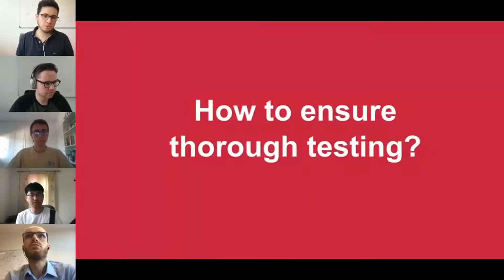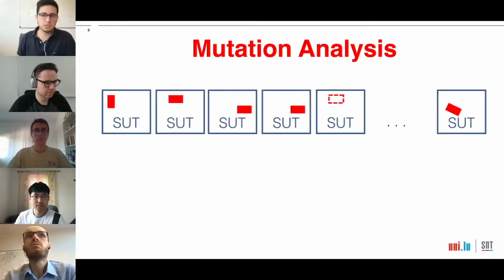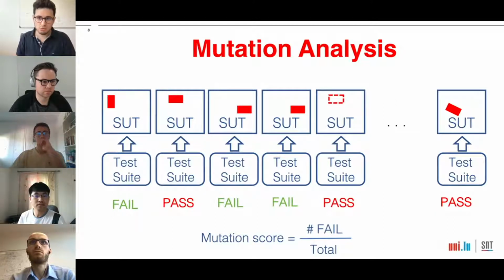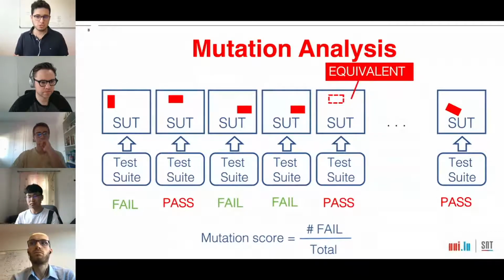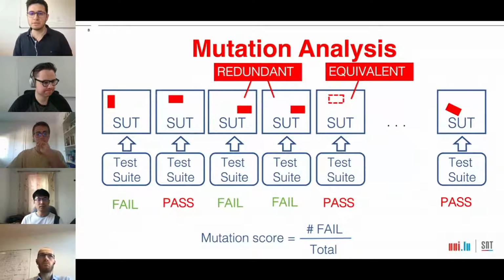But how do we ensure thorough testing in space systems? A valid way is mutation analysis, which consists of automatically generating faulty versions of the software under test, called mutants. Then we test these mutants against the test suite for the software under test. The mutation analysis metric is the mutation score, which is the percentage of mutants leading to a test failure. Ideally, all the mutants should lead to a test failure, but in practice, we may have mutants that are equivalent to the software under test, and other mutants that are redundant with each other. All of these affect the pertinence of the mutation score as an adequacy metric.